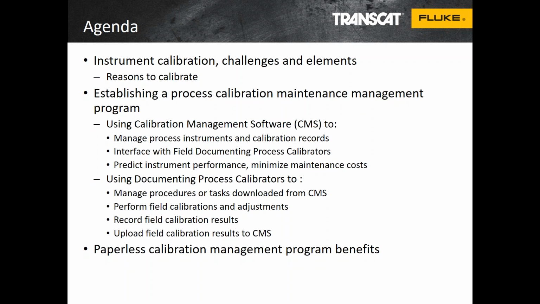It will show how you could use the software to manage instruments and their records, interface with field documenting calibrators, and predict instrument performance and minimize maintenance costs. In addition to the software, the other critical element to the process is the documenting process calibrator, which can be used to manage procedures or tasks downloaded from the calibration management software, perform field calibrations and adjustments, record and document field calibration results, and then upload field calibration results to calibration management software.